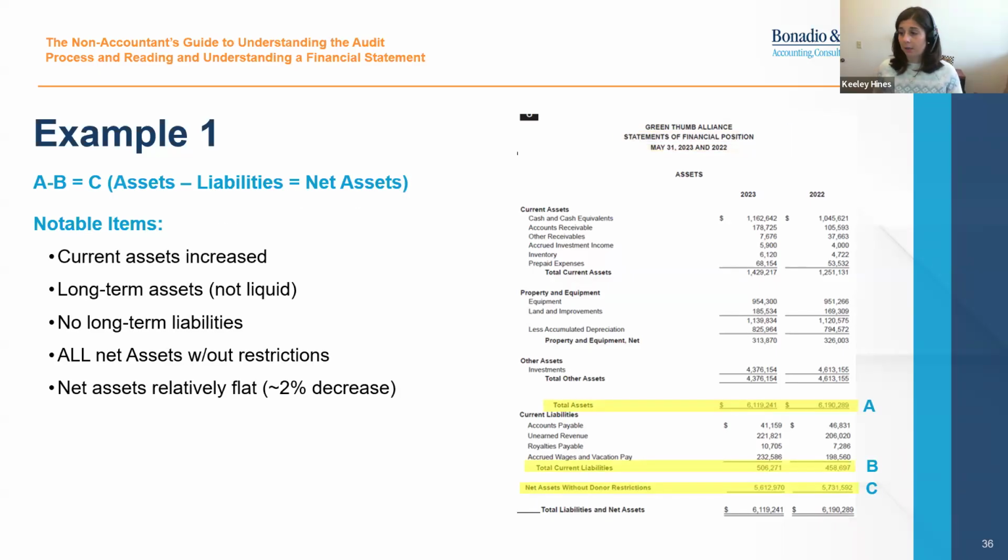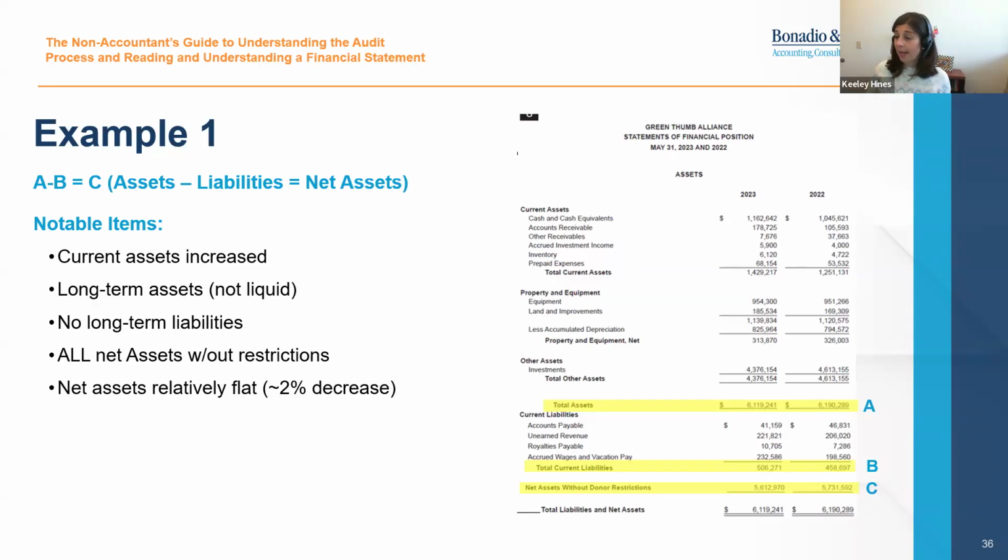Some notable items on here that if you were to just say, okay, somebody hands me this financial statement, what types of things would pop out that would prompt discussion, maybe questions, the desire to maybe know a little bit more? From a board member perspective, maybe this would prompt some inquiry of management. So current assets increased. Your current assets increased a couple hundred thousand.